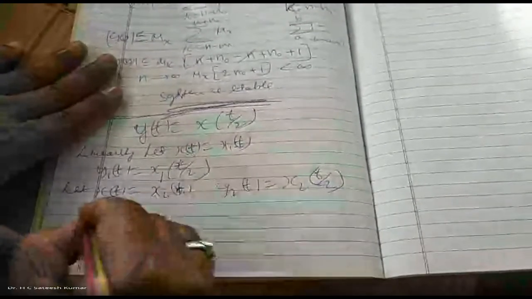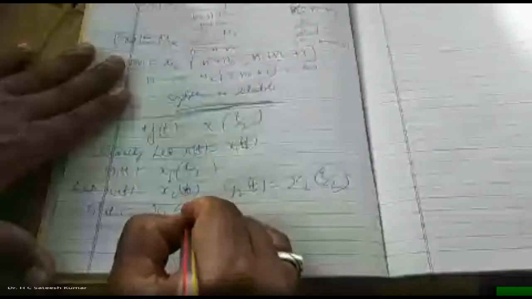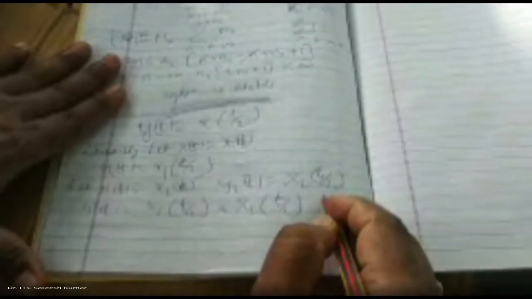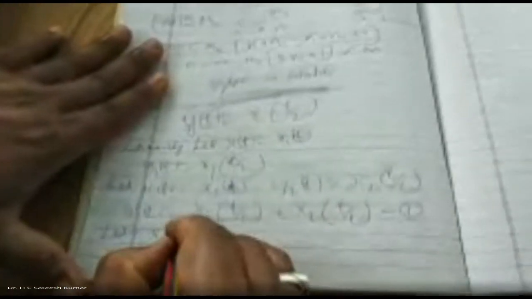y'(t) is equal to what? x1(t/2) plus x2(t/2). Call this equation number 1. Let x(t) be equal to x1(t) plus x2(t).